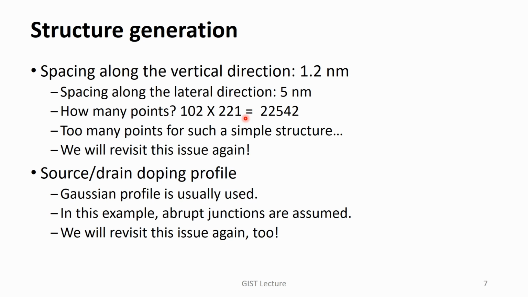The total number of grid points is more than 22,000. Of course, it can be simulated, but there are too many points for such a simple structure. We will revisit this issue again. Also, a constant box-like doping profile is assumed for the source and drain regions. It is not realistic. This issue will be revisited too.